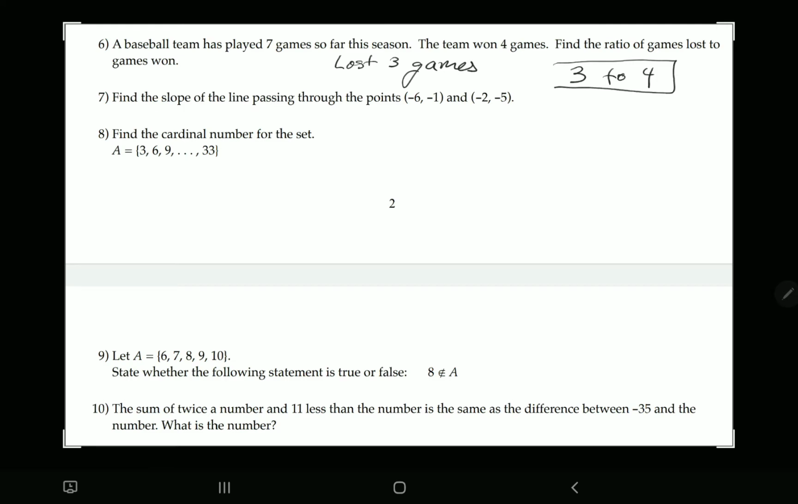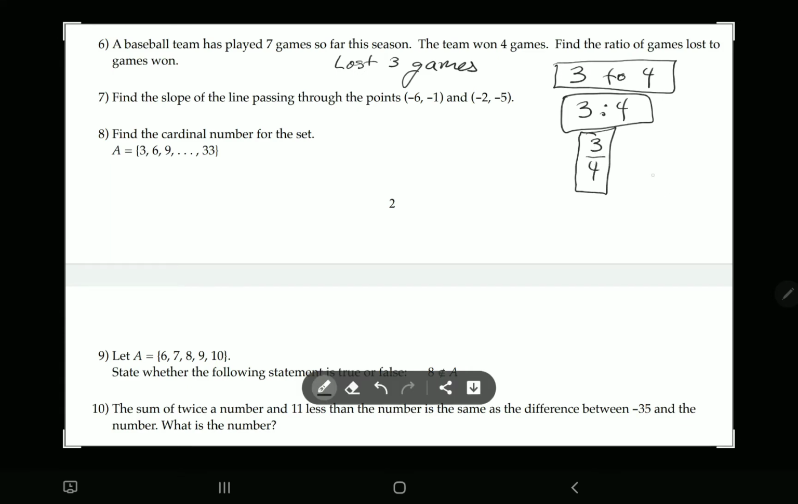I can also write that using the colons. 3 games lost to 4 games won. Finally, I can write it as 3 games lost to 4 games won in its quotient form. On ALEKS, these 3 formats are acceptable as long as the order in which you put the numbers in are correct.